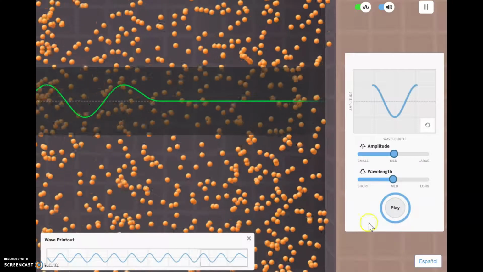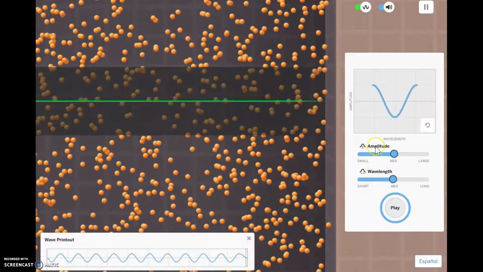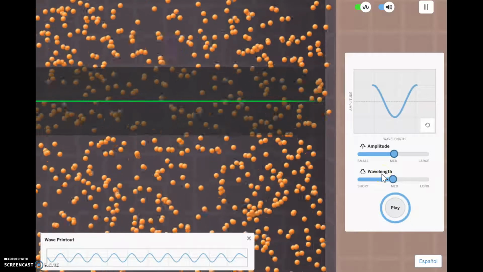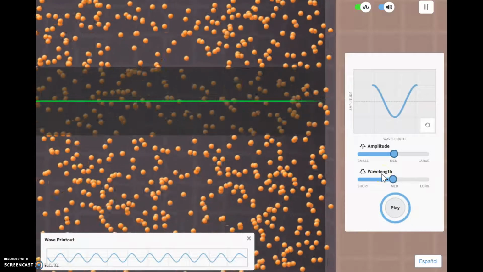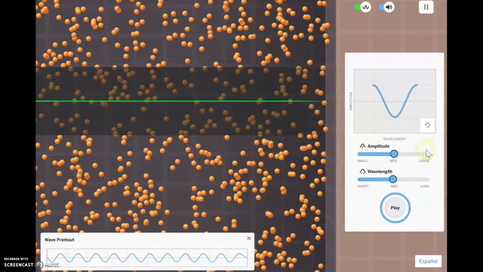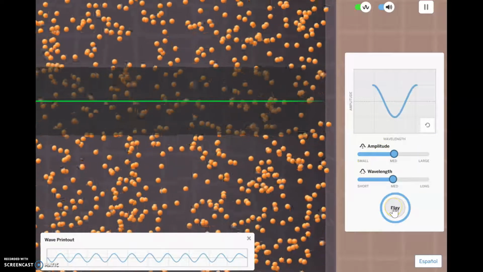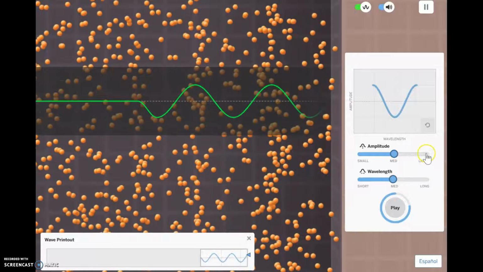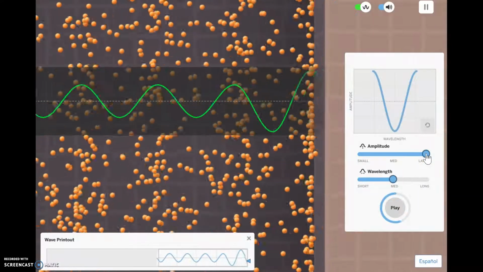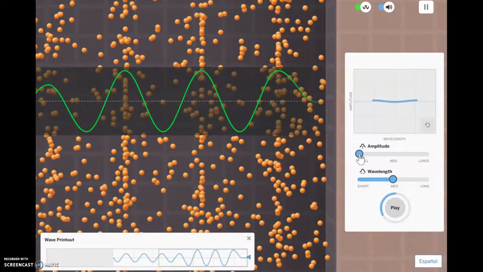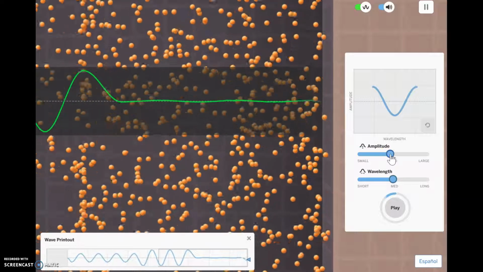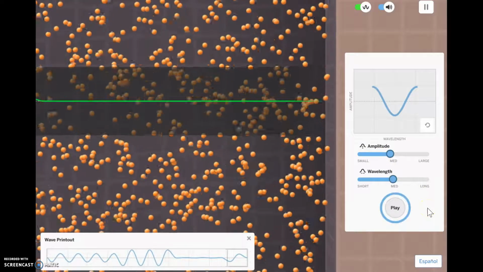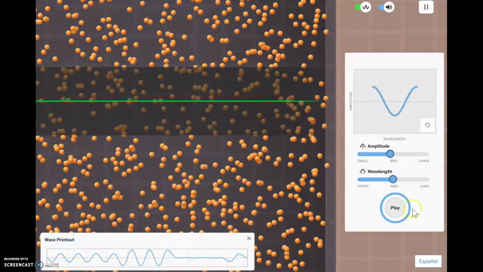Okay, very cool. Now we have two sliders here, one for amplitude and one for wavelength. Let's see if we can figure out what amplitude is just by playing around with the slider. So let's click play and see what happens when we move this. Do you have a guess what amplitude might be? Let's try that one more time and see if you can figure it out.